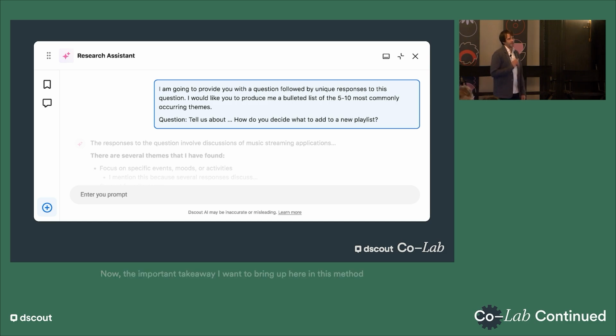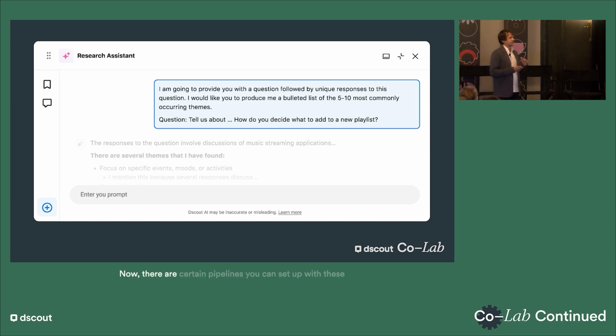That's one method. Now, the important takeaway I want to bring up here in this method is that you can inject real-life examples here. You can put in your real data. And when you feed this to the LLM, that data is not being put into the model itself. It's only being used by the model at time of prediction. So that's a huge differentiator. So when you go to ask questions around how people are using your data or how you're going to use your customers' data, this particular technique, you're not injecting it into the model itself.